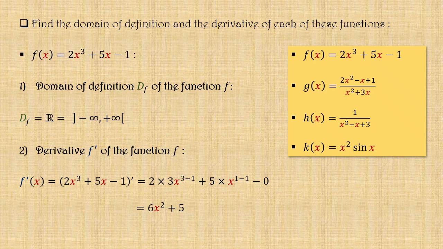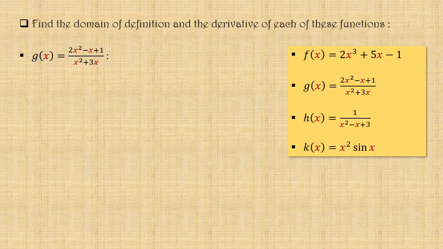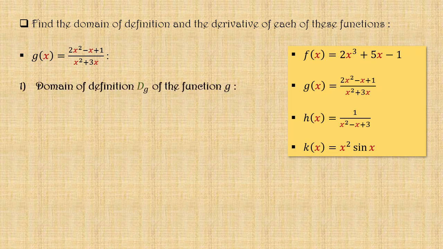Now let's move on to the function g. We have g(x) equals (2x^2 - x + 1) over (x^2 + 3x). So for its domain of definition, which we note as Dg, as our function g is a rational function, it is defined as long as its denominator is different from 0. Hence x^2 + 3x must be different from 0, which means that x is different from the numbers -3 and 0.